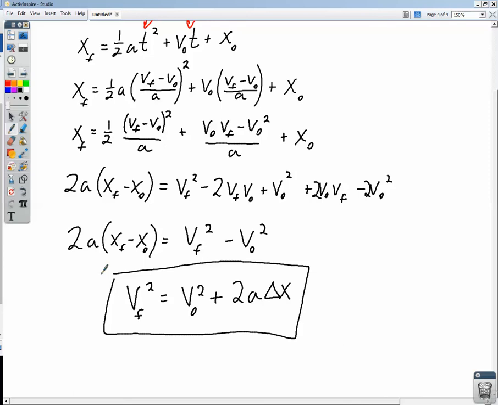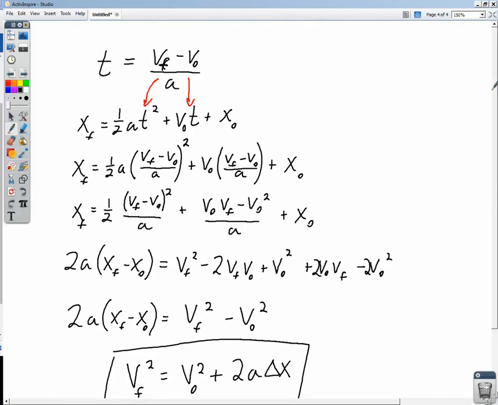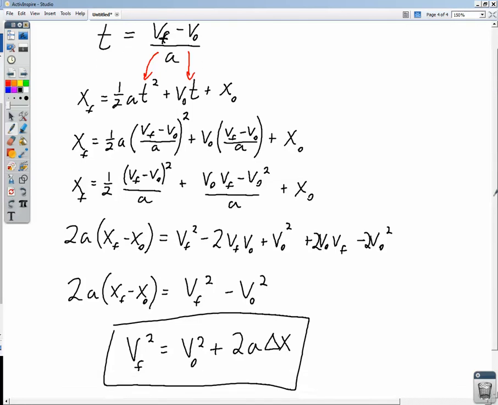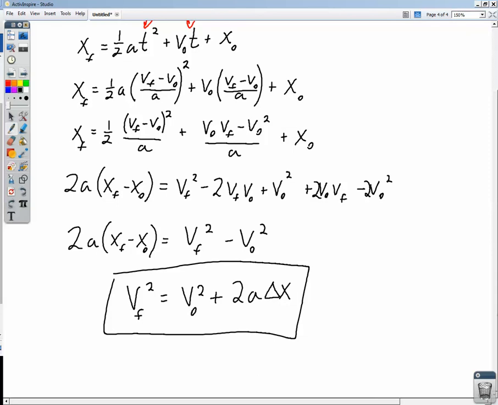Okay, so here it is in all its glory. We started up here, we solved the upper equation for time. We got that expression, we plugged that in for time squared and for time, and we did some algebra, and we end up with our equation here at the bottom. V final squared is equal to V naught squared plus 2a delta x. That is our kinematic equation without time.